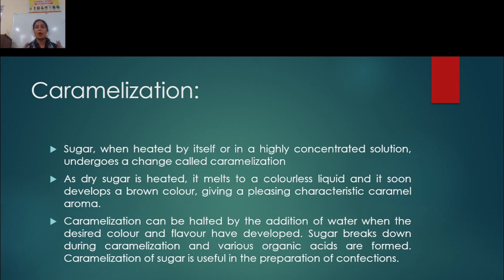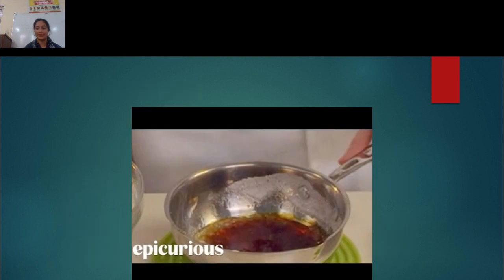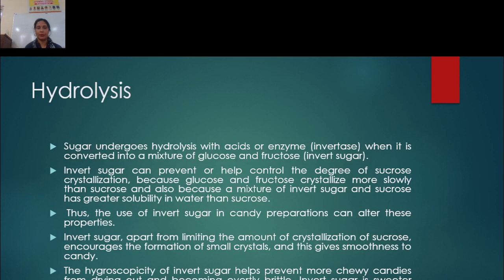Caramelization can be stopped by the addition of water when the desired color and flavor has been achieved, and the sugar breaks down during caramelization and various organic acids are formed. And this caramelized sugar can be used in the preparation of various confections, in sweet meats, and so many other food items, in ice creams as well. So this is how caramelization occurs.